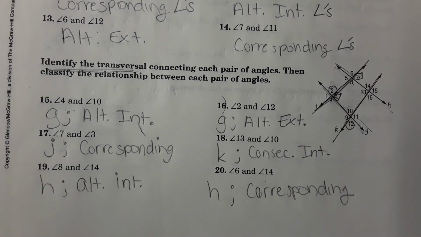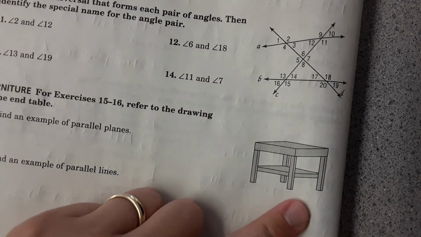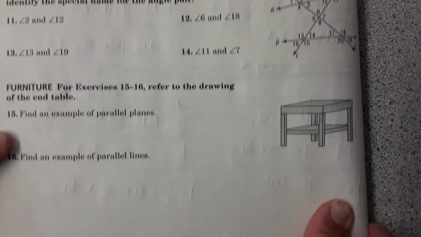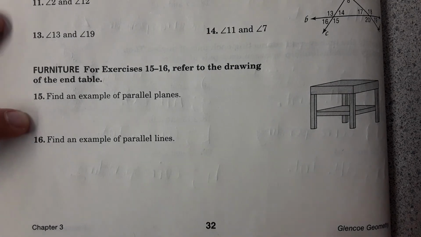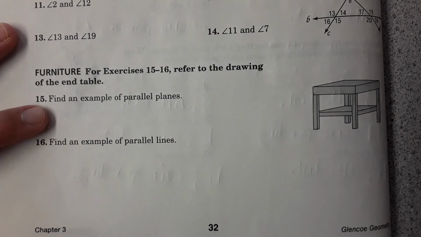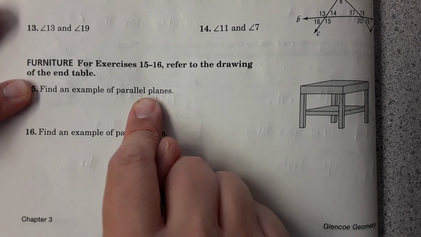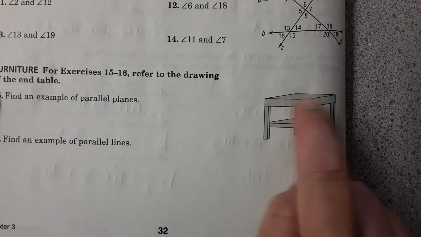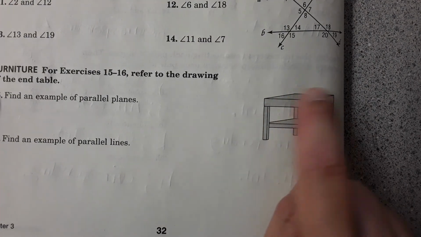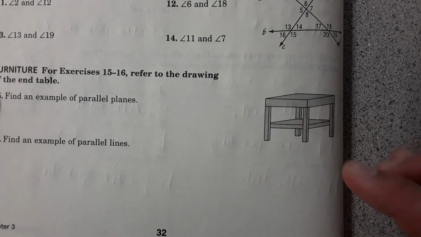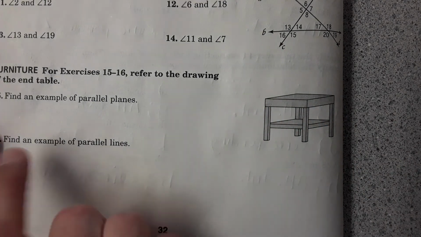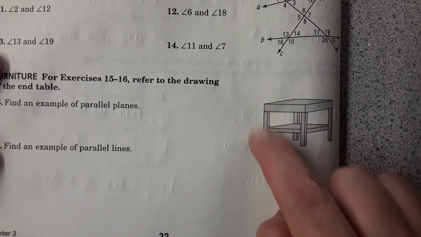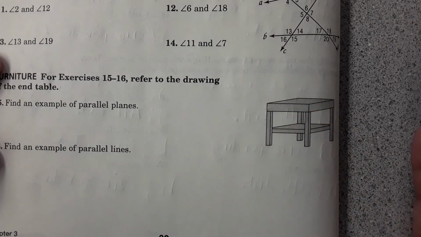There's one on the back. I'm not going to have you write down anything for it, but I want to go over it because it is on the homework. So just flip your page over to the back. And this table right here. On the homework, there are 2 different problems that involve the table, so make sure you read the directions carefully. It says, find an example of parallel planes. Well, parallel planes would be like the top portion of the table and that bottom shelf. And then the other problem is find an example of parallel lines. Well, the legs of the table would be an example of parallel lines.